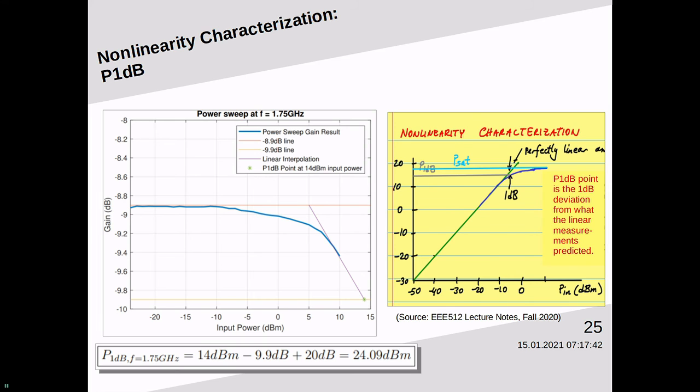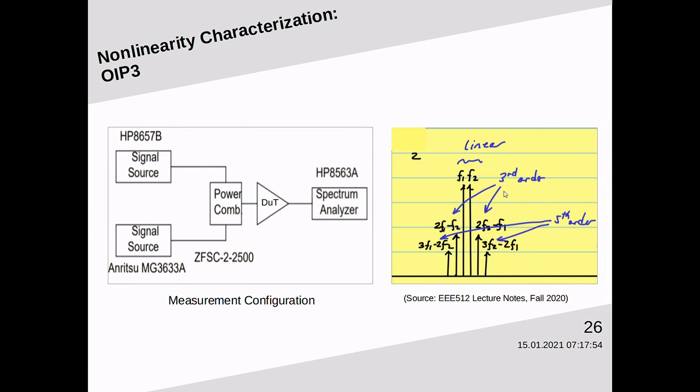And finally, OIP3. This figure arises out of the assumption that the amplifier is weakly nonlinear and relates the magnitude of the intermodulation products to fundamental tones. To measure this, two signal sources, one outputting 1.75 GHz and the other one giving 1.75 GHz plus 1 MHz were used. Then we view the output using a spectrum analyzer.